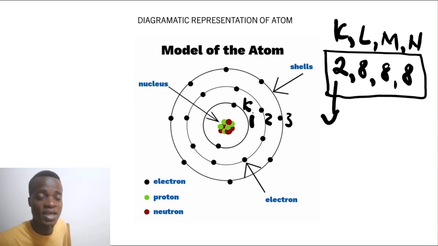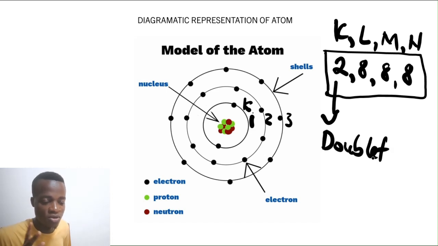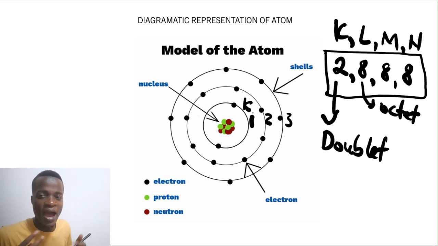When it has 2 electrons, then it is stable. That is called the doublet rule, following 2. Now the 8 is the octet. Octet is 8, meaning that the valence shell, or the outermost shell, should have 8 electrons. The shell wants to have a maximum of 8 electrons.